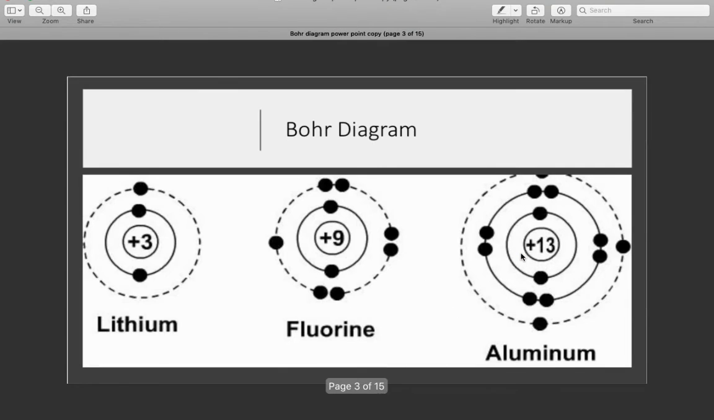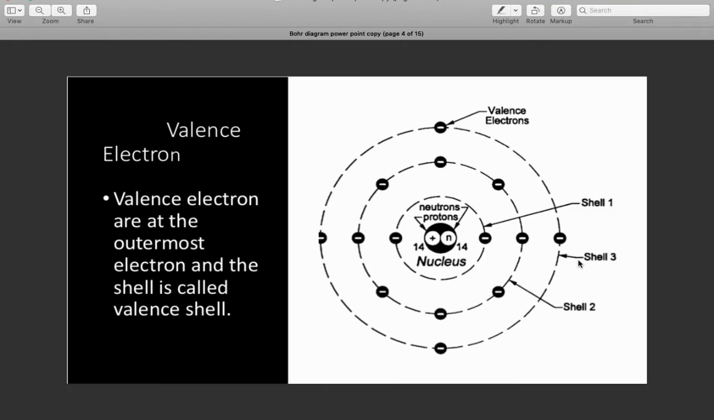It's the same for aluminium. And I also want to recommend that you try and practice Bohr diagrams in this particular format. So now here it is, valency electron.